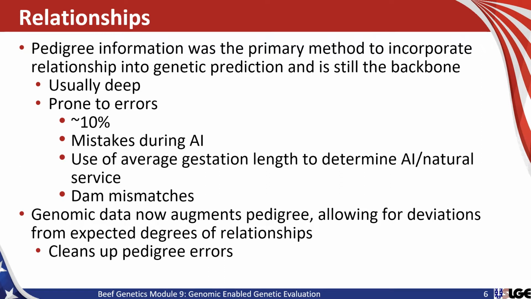Although sometimes overlooked, there's also the potential for mismatches to the dam. Oftentimes in close proximity or because there is a weather event that creates confusion, calves mistakenly get paired with the incorrect dam. Regardless of how the pedigree errors occur, they do create issues in terms of routine genetic evaluation. Genomic data now augments pedigree and enables deviations from expected degrees of relationship. And an added benefit is it has the opportunity to both identify and correct pedigree errors.